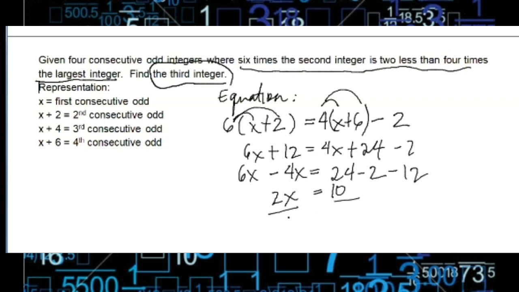Okay? Divide both sides by 2. Then, cancel the 2. So, x now equals 5. So, yan pala. Okay?